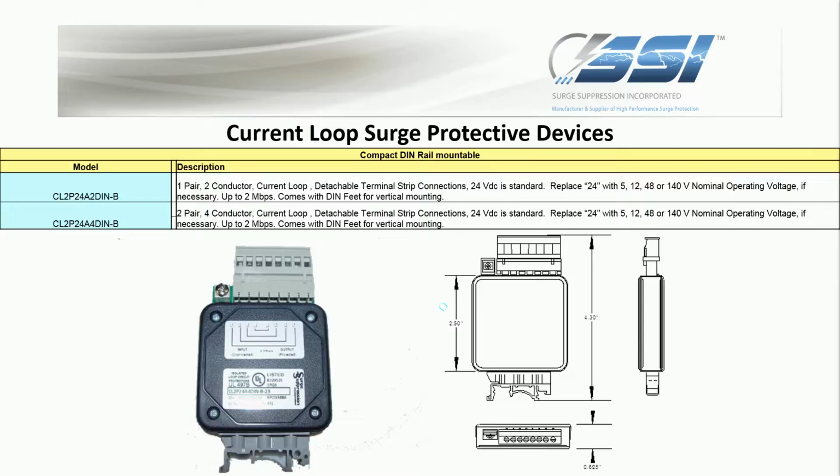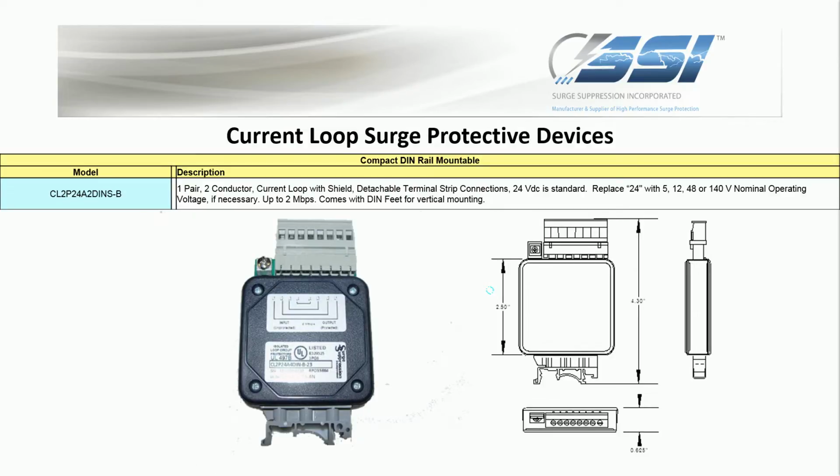Where space on a DIN rail is limited, this 1-pair or 2-pair current loop can allow you to specify a current loop SPD in a space where a standard DIN rail current loop SPD will not fit. There are 8 terminals on the detachable terminal strip, 4 incoming and 4 outgoing. This SPD has a maximum continuous operating amperage of 500 milliamps.